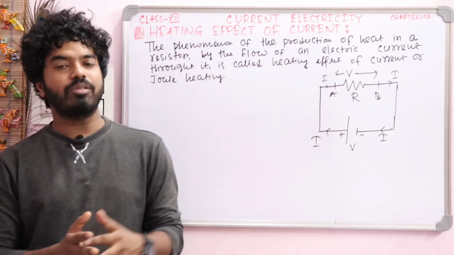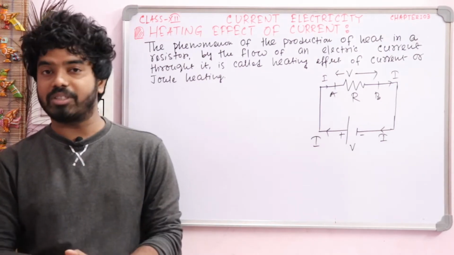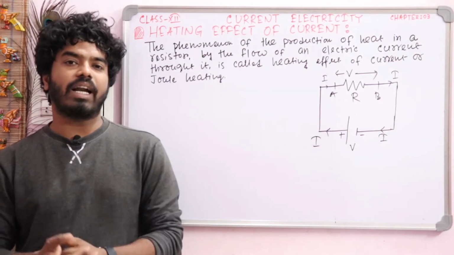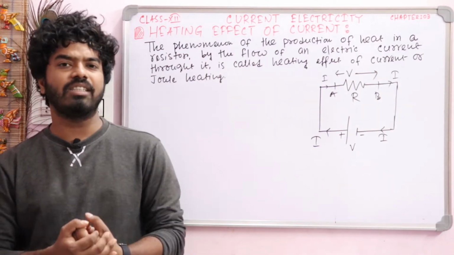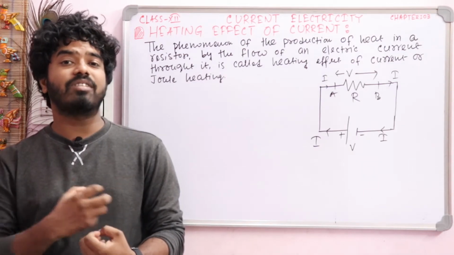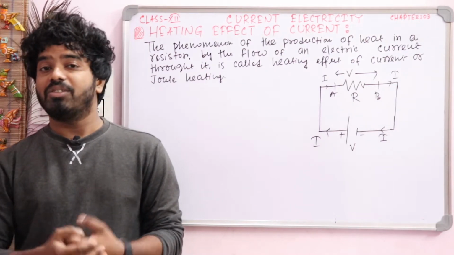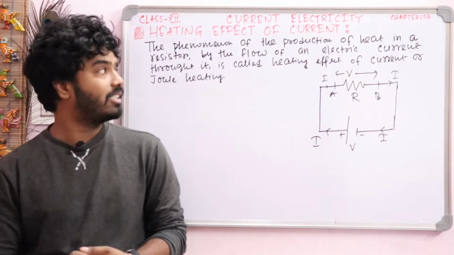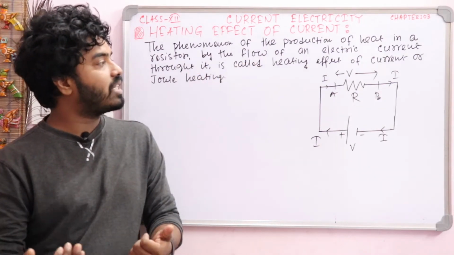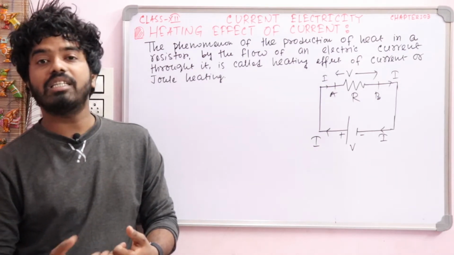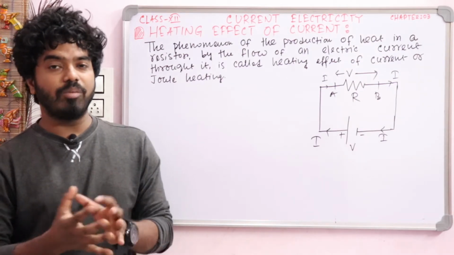First of all, we have to know about the heating effect of current. So students, what is the heating effect of current? All of you know, when an electric current is flowing through an electric circuit, the conductor becomes hot after some time, and this is known as the heating effect of current. The definition is: the phenomenon of production of heat in a resistor by the flow of electric current through it is known as the heating effect of current, or it is called Joule's heating. Now what is the actual meaning of it?